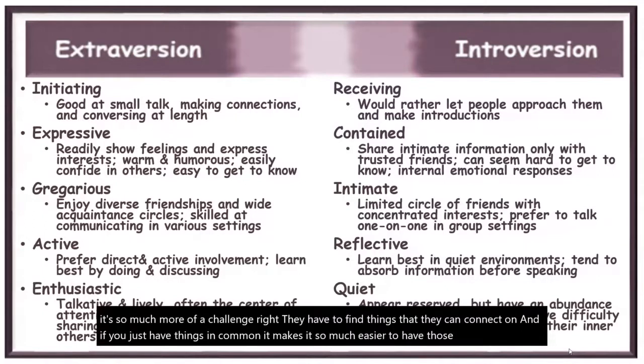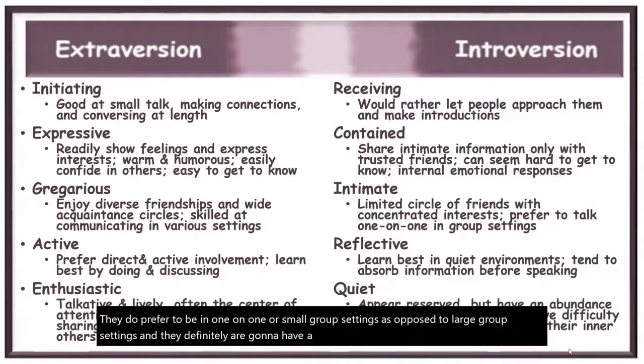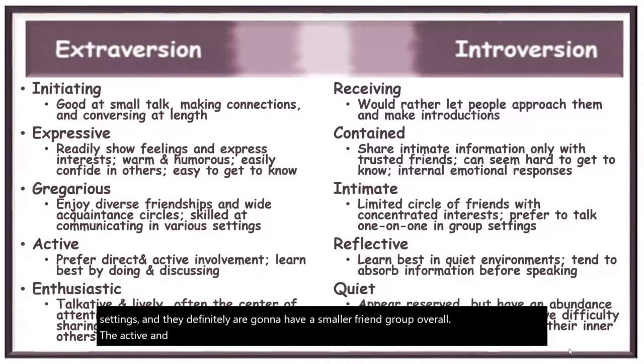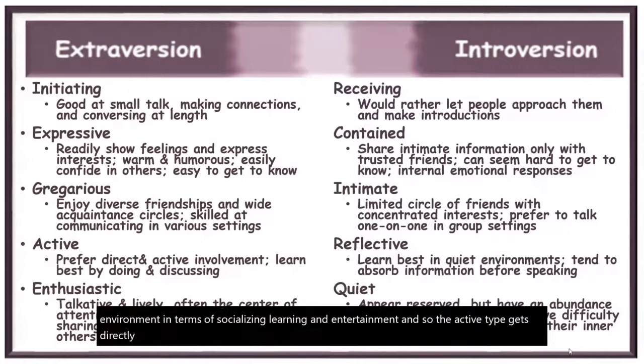So they do prefer to be in one-on-one or small group settings as opposed to large group settings. And they definitely are going to have a smaller friend group overall. The active and reflective types, this facet focuses on how a person engages with their environment in terms of socializing, learning, and entertainment. And so the active type gets directly involved. They want to do it and they want to talk about it as they're doing it.